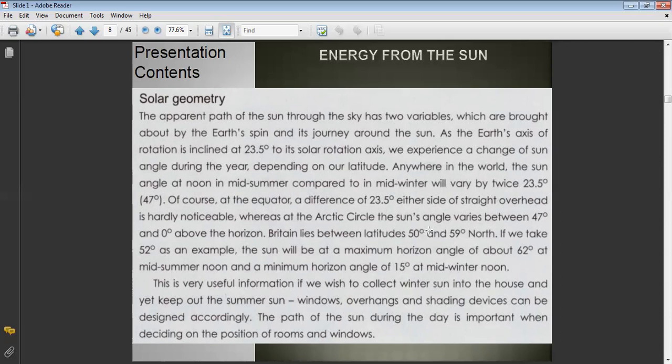Of course, at the equator, a difference of 23.5 degrees either side of straight overhead is hardly noticeable, whereas at the Arctic Circle, or in the far northern and southern zones, the sun angle varies between 47 degrees and 0 degrees above the horizon.